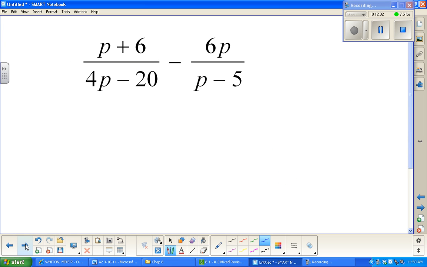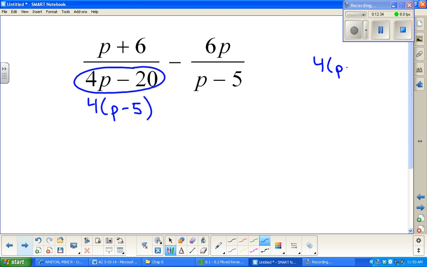Okay, and let's do one more here. p plus 6 over 4p minus 20, and we want to subtract 6p over p minus 5. Okay, so again, just like when we did multiplication problems, we want to factor whenever possible. I'm looking at this denominator right here. I'm seeing it's factorable. It's really 4 times p minus 5. Okay, a little GCF there. So now my two denominators that I'm worried about are 4 times p minus 5, and the other denominator is just p minus 5.